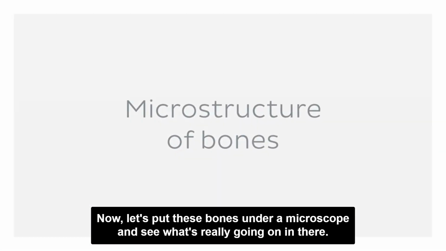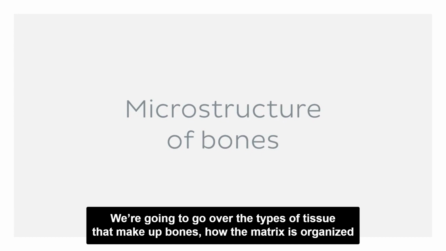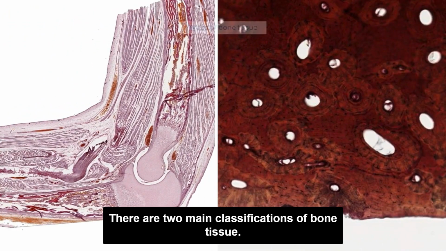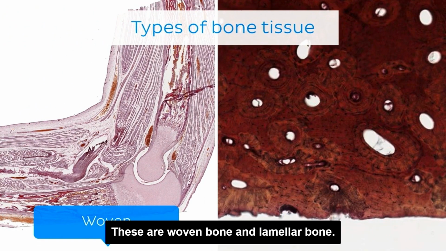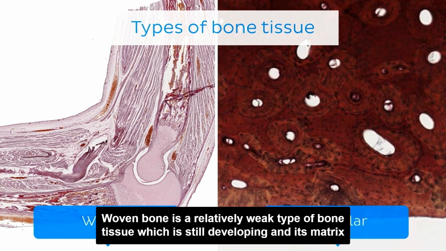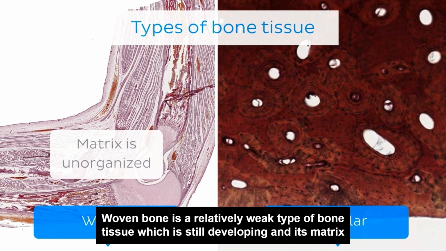Now let's put these bones under a microscope and see what's really going on in there. We're going to go over the types of tissue that make up bones, how their matrix is organized, and the cells found within them. There are two main classifications of bone tissue. These are woven bone and lamellar bone. Woven bone is a relatively weak type of bone tissue which is still developing, and its matrix is unorganized.